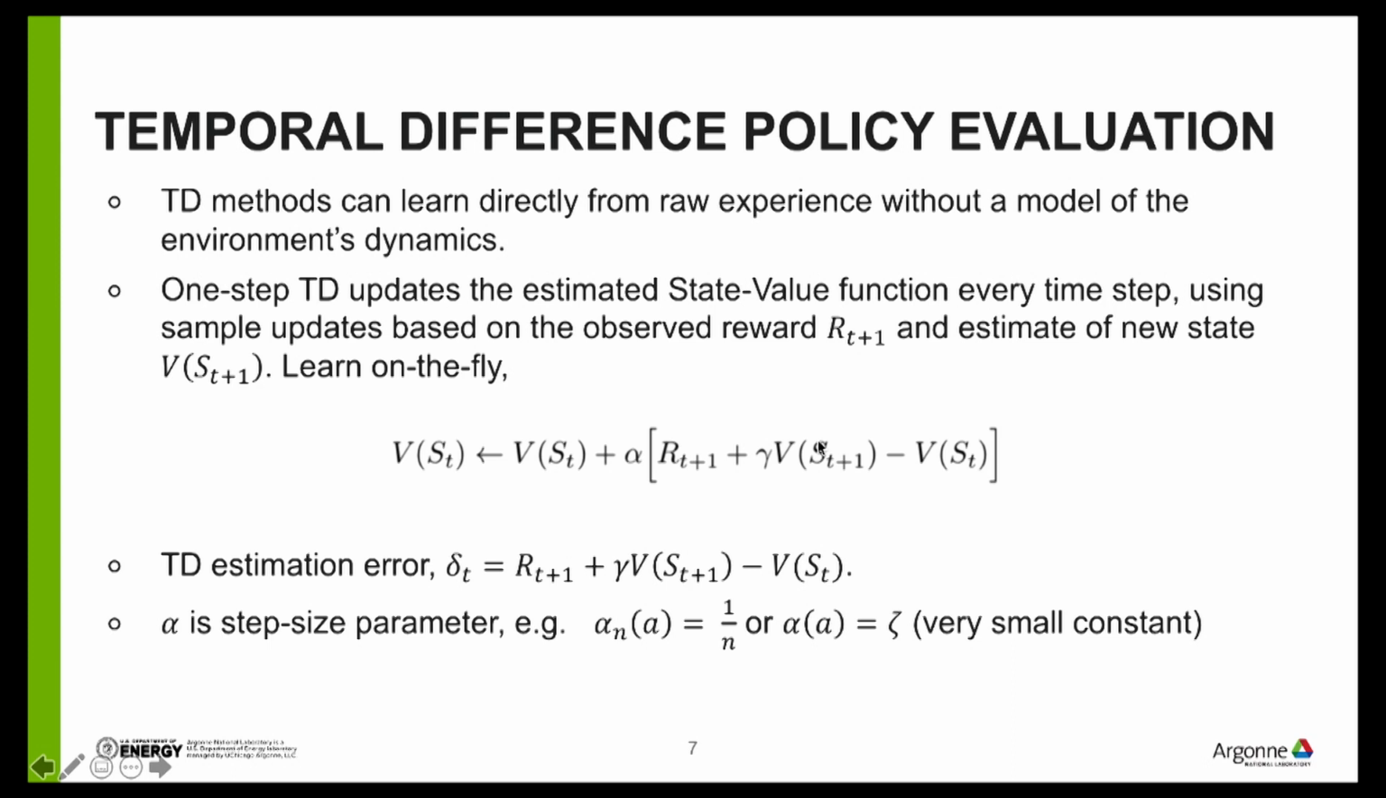The terms in between the brackets are called the temporal difference error. If this goes to 0, this means we have converged to the true state value function that governs our policy. And at convergence, we have this recursive relationship between the current state value and the value of its successor states. Alpha is just a step size parameter. It's called the learning rate, and we can decrease it throughout training.